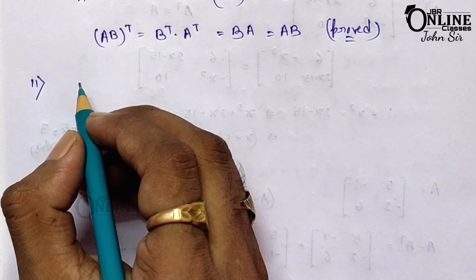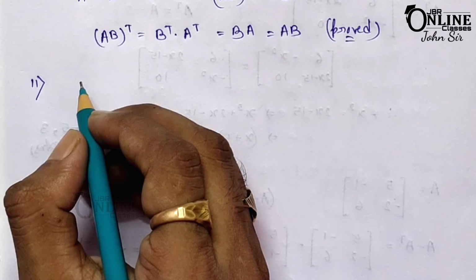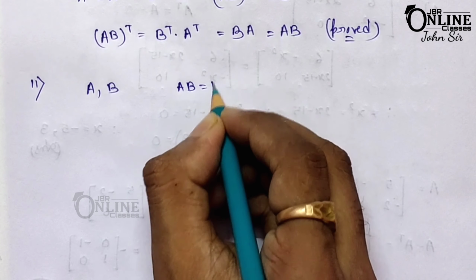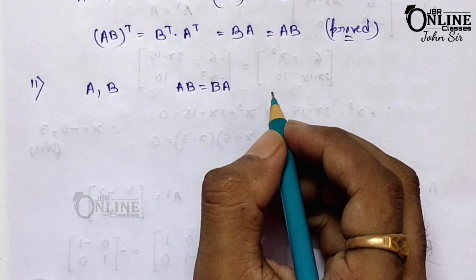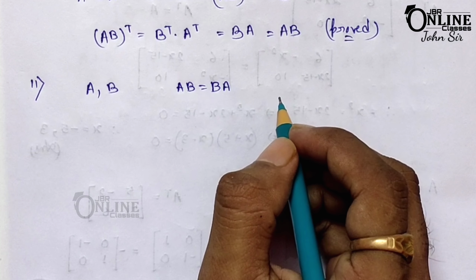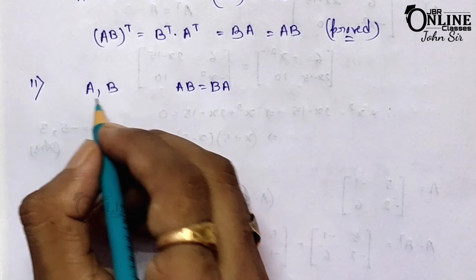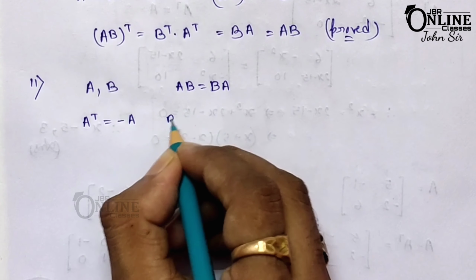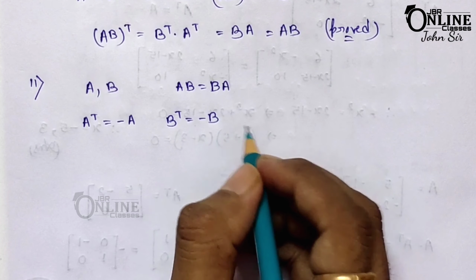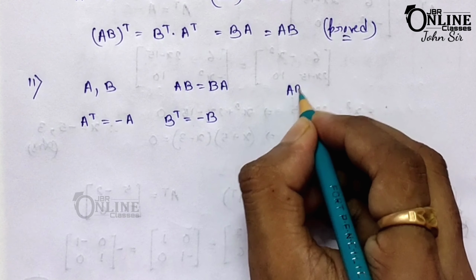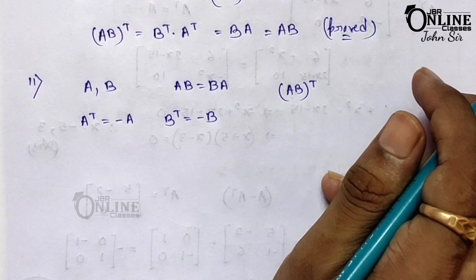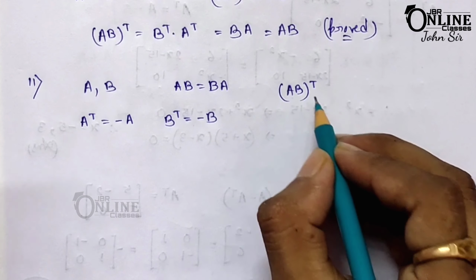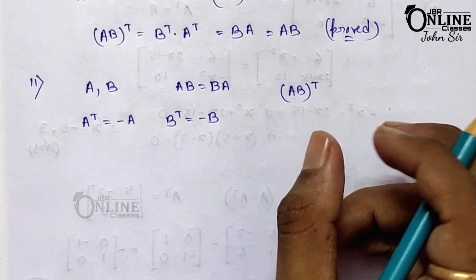Now sum number 11. If A, B are skew symmetric matrices and AB equal to BA. Okay, A, B are skew symmetric matrices and AB equal to BA, then show that AB is symmetric. So as here A and B are skew symmetric, that means you know that A transpose equal to minus A and B transpose equal to minus B, that is skew symmetric. Now you have to show that AB transpose is symmetric. That means here you have to show that AB transpose equal to AB.